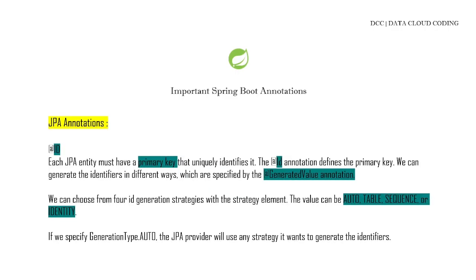Now coming to the next annotation, we have the @Id annotation. So each JPA entity, whenever we are creating a JPA entity, it must have a primary key that uniquely identifies it. The @Id annotation defines the primary key, and we can generate the identifiers in different ways, which are specified by the @GeneratedValue annotation.